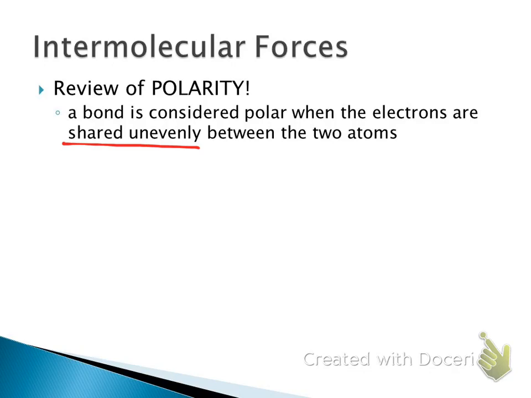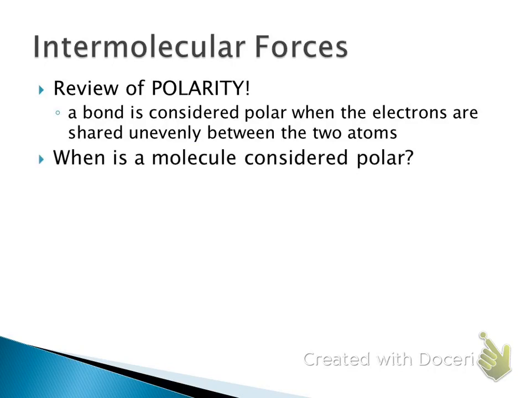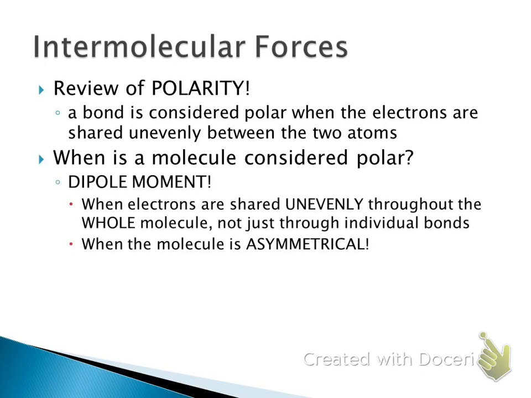Is that ringing bells, hopefully? Uneven distribution of electrons means polar bond. So now we're going to look at when a molecule is considered polar. You can have whole molecules that are considered polar or nonpolar. For a molecule to be polar, it has to have what we call a dipole moment, which is not this big dramatic thing that it sounds like. A dipole moment is when electrons are shared unevenly throughout the whole molecule, not just the individual bonds.